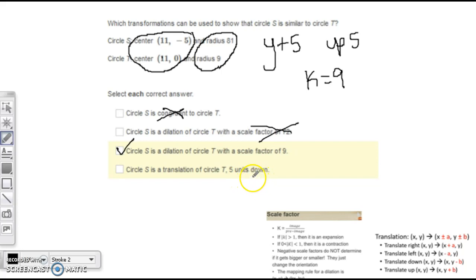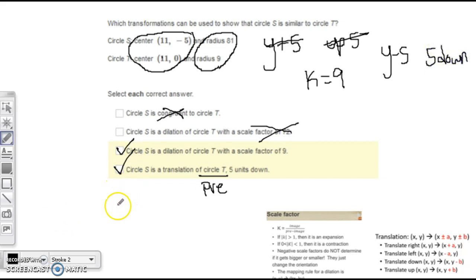Okay, so again, they're switching the order on us. This is tricky. So they're saying circle S is a translation of circle T. That means they're actually starting with circle T. So they're starting here and they're going to S. So instead of saying 5 up, we're subtracting 5 and we're saying 5 down. So the order is really important here. So they are not just doing it like the first one is the pre-image and the second is the image. You have to read the order very, very carefully on your questions.